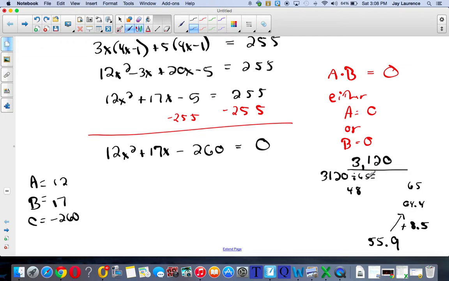Now, I know B was a little bit bigger, and I said the square root trick doesn't work when B is big, but the product of A and C was quite large, and so that allowed the trick to work a little bit better, even though B was kind of big.